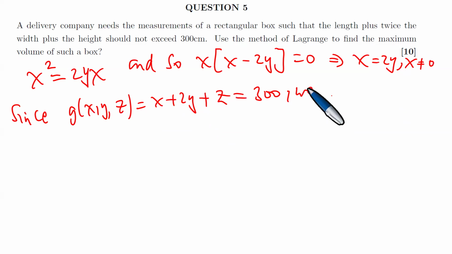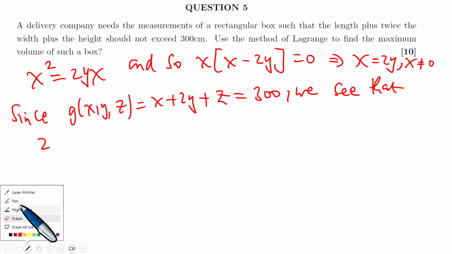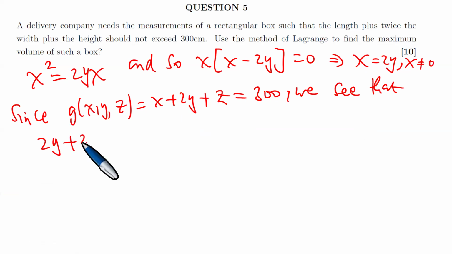Let's see. Because x is 2y, wherever we have this x, you can put 2y. Okay, wherever this x, we have 2y. Plus z equals 300.